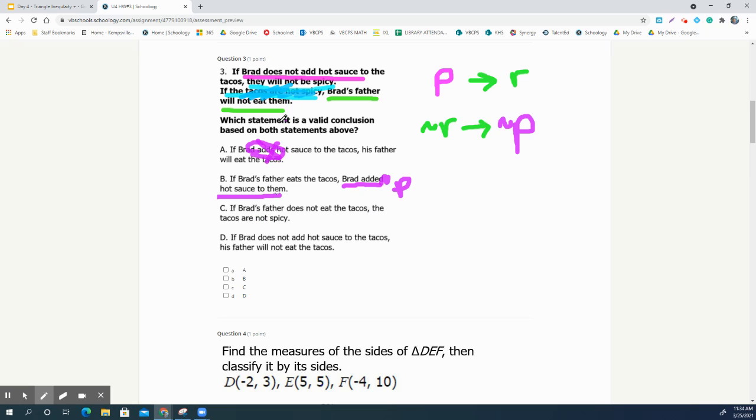The tacos are not spicy. We took out that blue spicy stuff. So that one's not right because that's the thing that repeats, right? So then I've got Brad does not add hot sauce to the tacos. That's the P. This answer choice is syllogism. This answer choice is syllogism with detachment or with contrapositive.